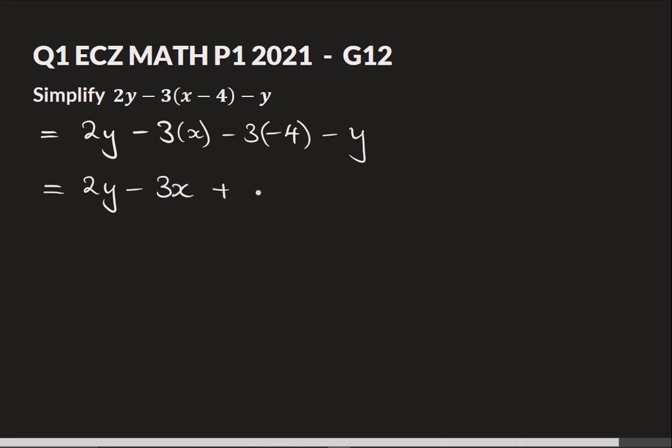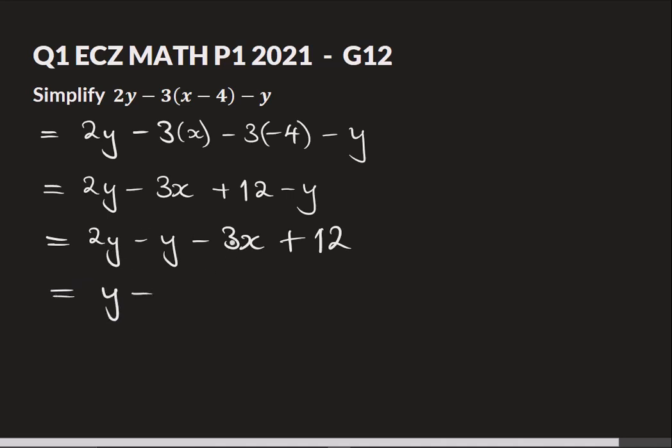Minus minus gives us a positive, so we have positive 12 minus y. Working this out, we have 2y minus y minus 3x plus 12. So these here give us a y. We write the 3x there, there's no other x term. So this can be our final answer. Alternatively, you can put the number in front and that will be fine.